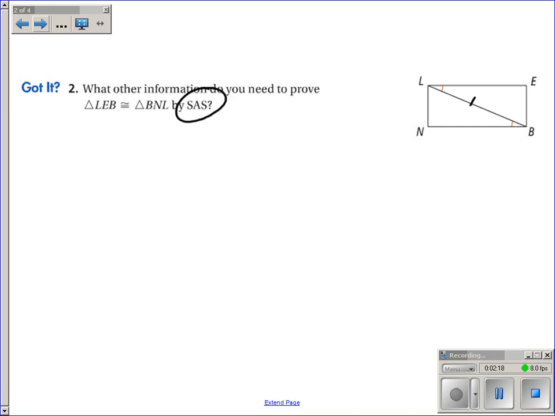Well, the angle in SAS has to be in between the two sides, just like A is in between the two S's. So the other side that I know is this side over here, so that the angle I know is in between. So the information I need is that LE is congruent to BN.